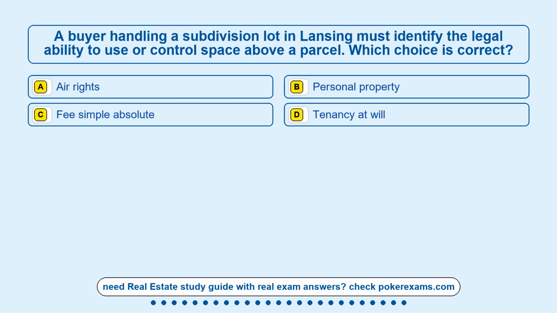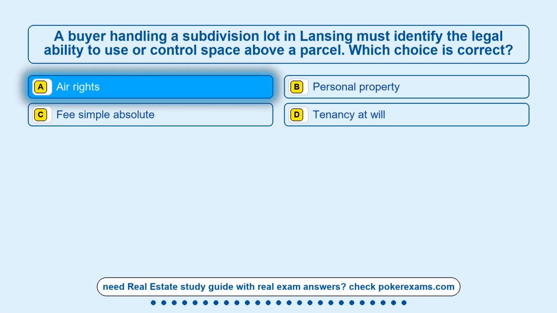Question 22. A buyer handling a subdivision lot in Lansing must identify the legal ability to use or control space above a parcel. Which choice is correct? Option A, air rights. Option B, personal property. Option C, a fee simple absolute. Option D, tenancy at will. The correct answer is option A, air rights.